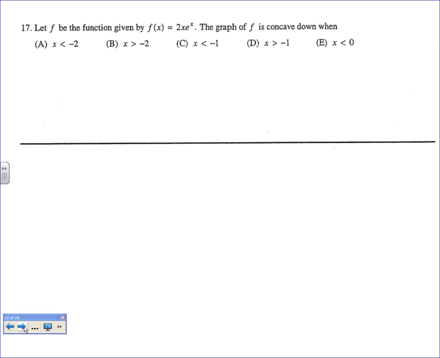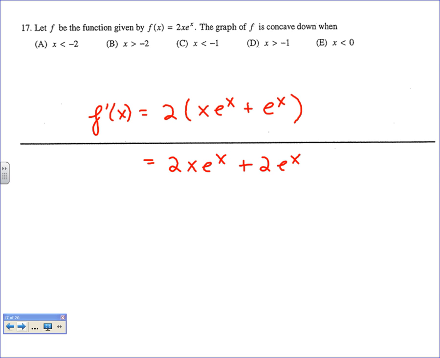Number 17, we're given a function and we're asked, when is it concave down? So it seems to me we need the second derivative. A quick calculation of the first derivative for this function would be 2 times the first times the derivative of the second plus the second times the derivative of the first. Or maybe better, 2x e to the x plus 2 e to the x.